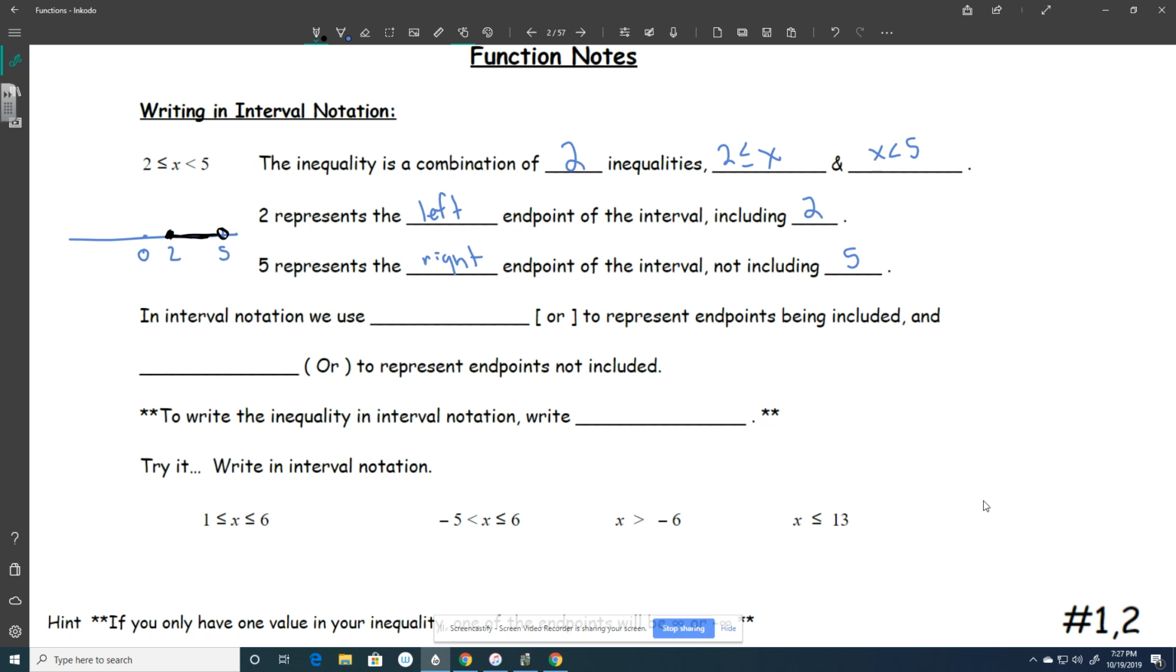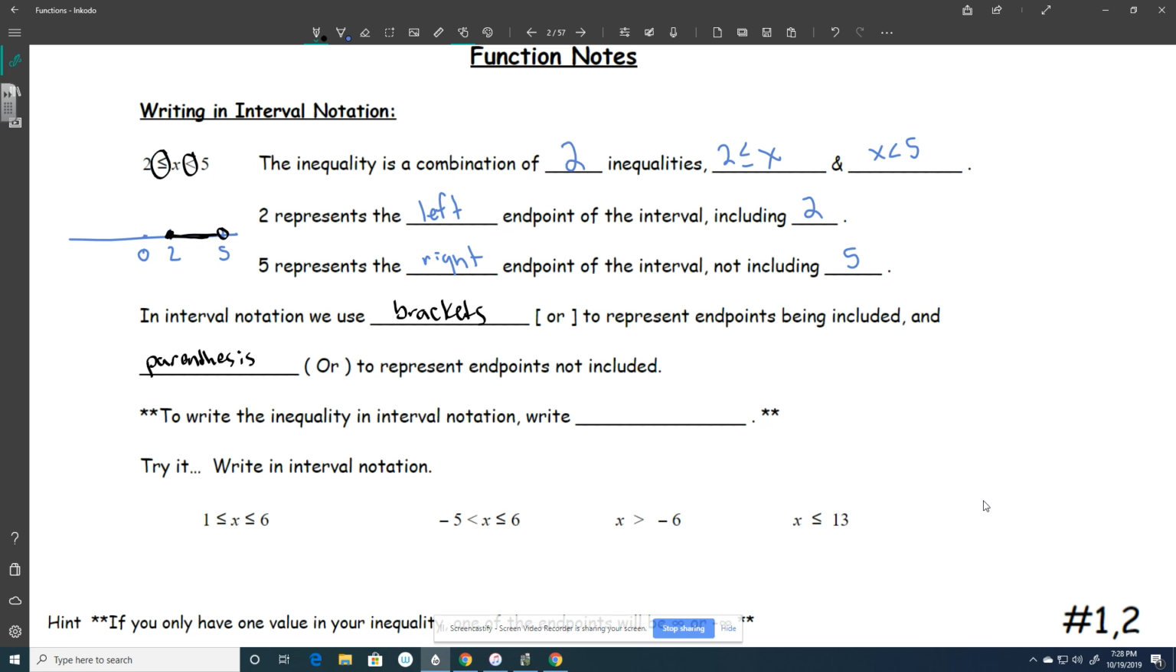Okay, so in interval notation, we use brackets to represent endpoints that are included, like this one. We use brackets when there's a less than or equal to part, and we use parentheses when there's not the equal to part. So like this one right here. The 5 does not have an equal to underneath it, so we would use parentheses.